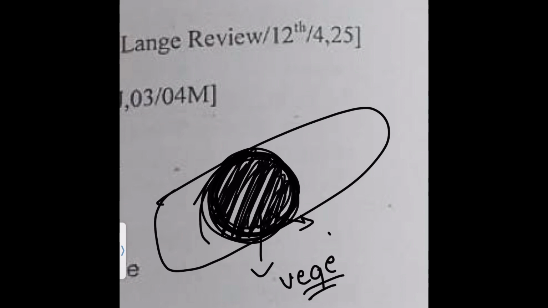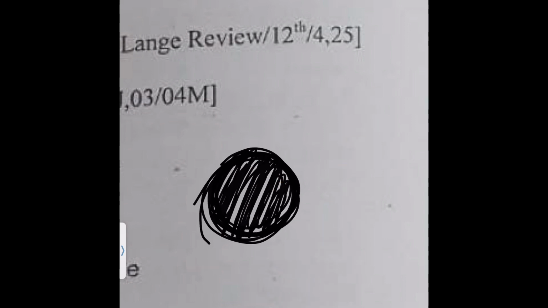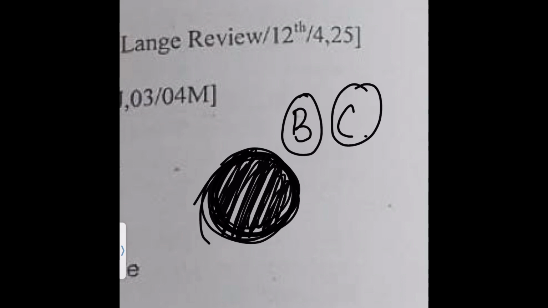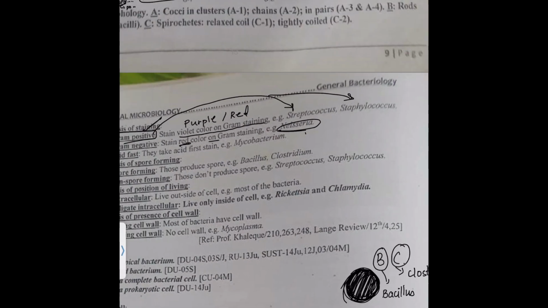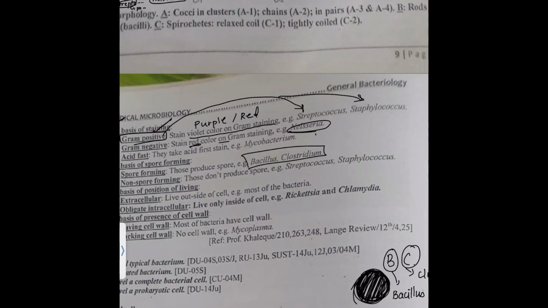One resistant dormant structure formed by bacteria is known as spores. Do all bacteria form spores? No. Mainly Bacillus and Clostridium species form spores.